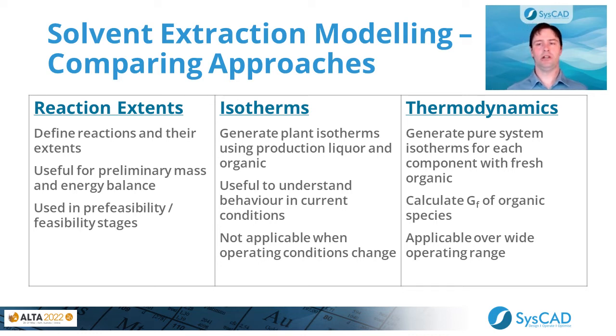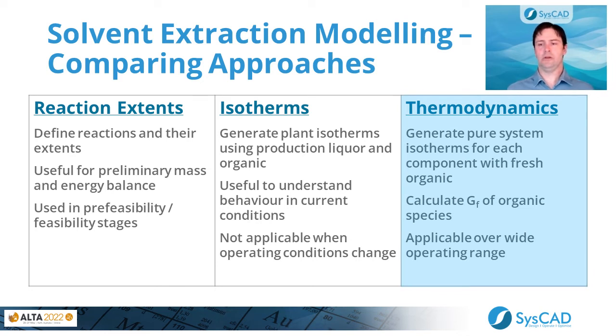For solvent extraction modeling, if we compare different approaches that you can use, you can do things like define reaction extents. Here you would just define the reactions that are occurring and specify their extents. This is very useful for preliminary analysis. Next, you have isotherms, which are commonly used in plant conditions. You can generate plant isotherms using your production liquor and your organic. This is useful to understand your behavior, but it does not apply when you have significant changes in operating conditions. Then you have a thermodynamic approach.